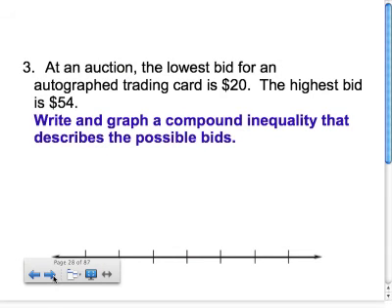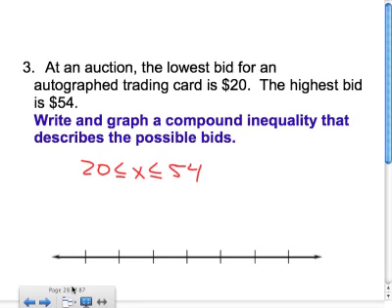And then the last example here is a story problem. It says at an auction, the lowest bid for an autographed trading card is 20. The highest bid is 54. Write and graph a compound inequality that describes the possible bids. So the lowest one is 20, so we can be equal to that. The bid is somewhere between 20 and 54.